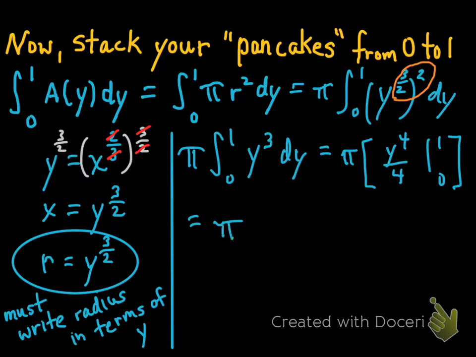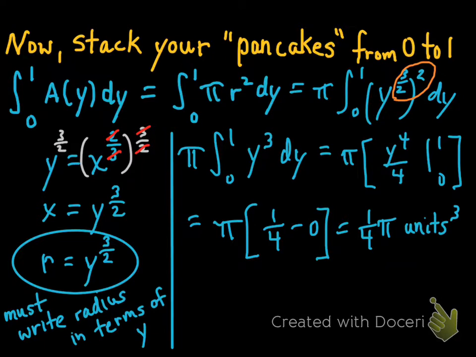So we've got pi, and plug a 1 in. We're going FTC1, top limit goes in for y, minus, plug in the bottom limit for y. So we're going to get 1 to the 4th power, which is just 1. So we get 1/4 there, minus 0 to the 4th over 4, which is just 0. You can see plainly that our final answer here is going to be 1/4 pi units cubed.